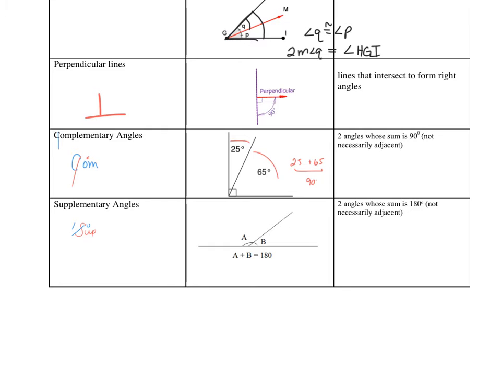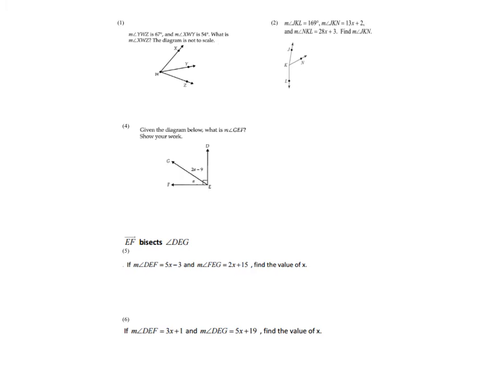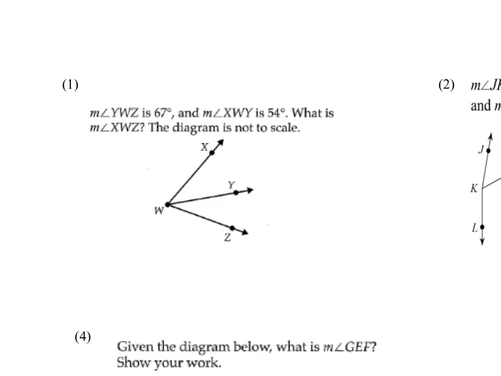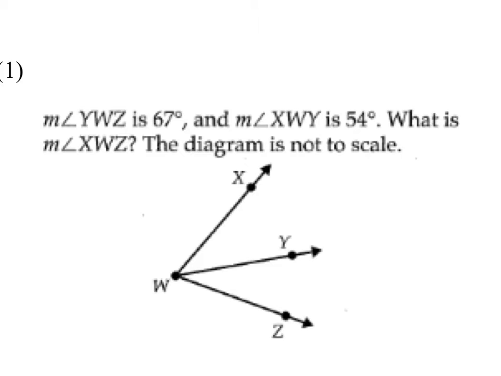Let's go on to some problems where we actually use the algebra behind what we did today. For our first example, we have the measure of angle YWZ is 67 degrees and the measure of angle XWY is 54 degrees. What is the measure of angle XWZ? The diagram is not drawn to scale. So the first thing we do is we label our image based off what they have provided to us. I know that the measure of angle YWZ is 67 degrees. So I go to my image, start at Y, go to W, and end at Z. That means this angle right here is 67 degrees.